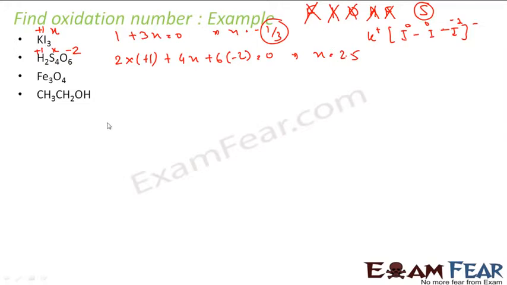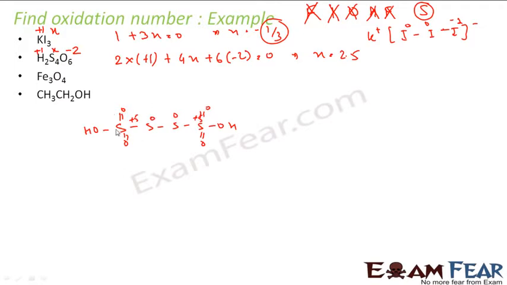So let's draw the structure of H2S4O6. There are 4 sulfur atoms, and you have one OH here, one OH here, and then we have oxygen atoms like this. This has +5, this has 0, 0, and this has +5. And that's why the average is 2.5.